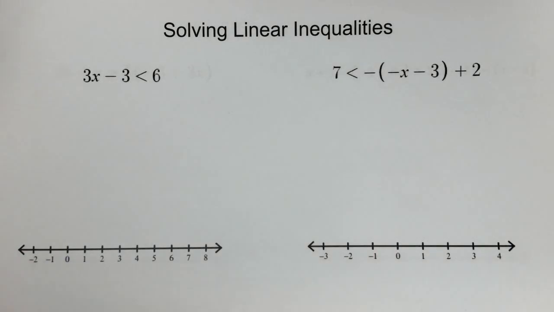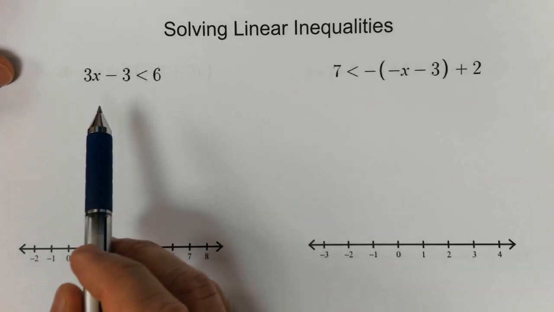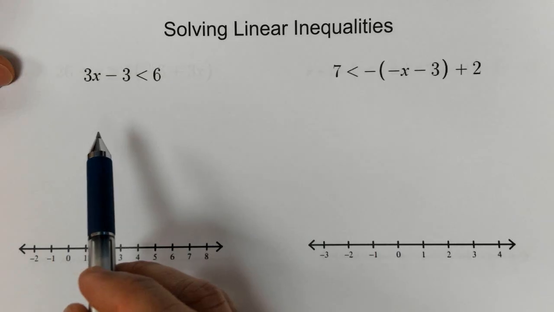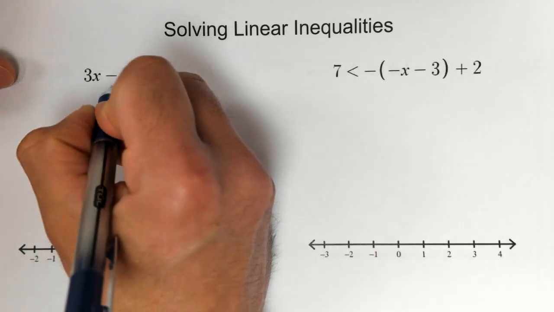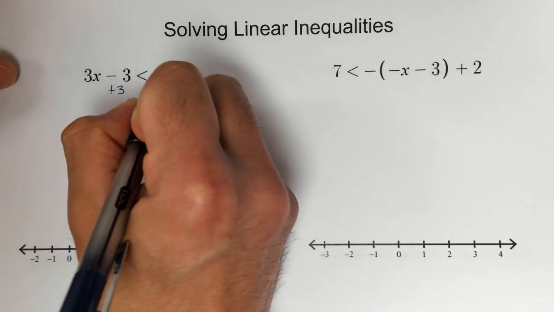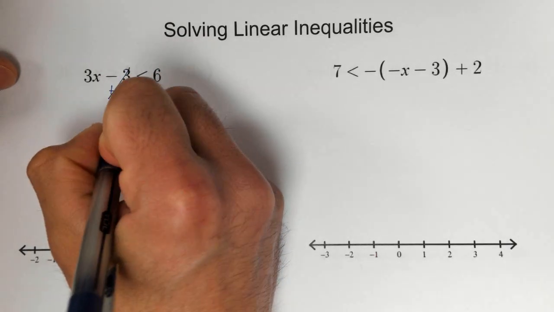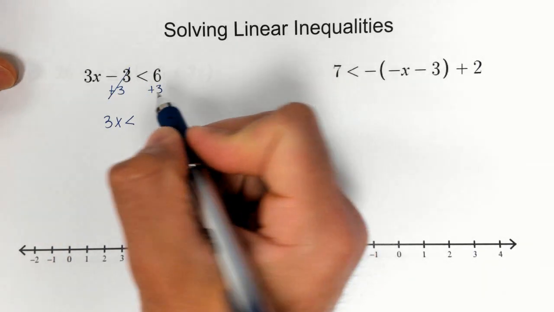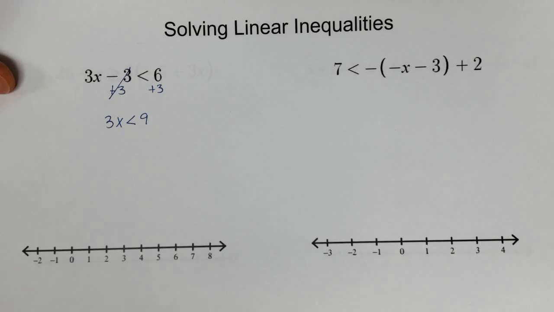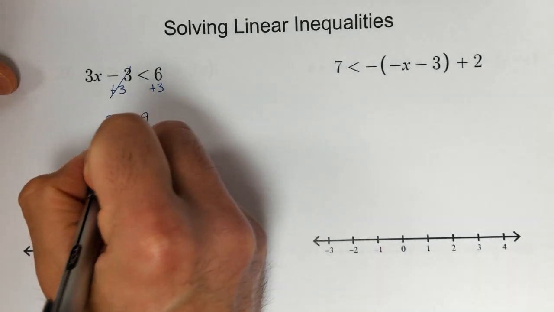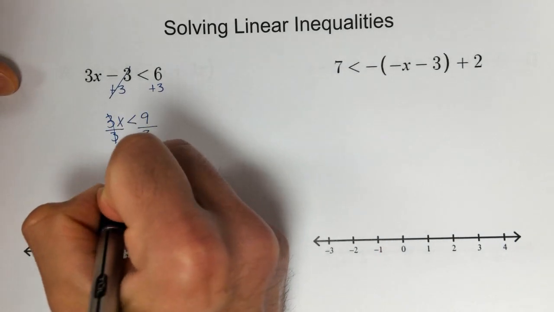Okay, so let's start with this example on the left. Here I have an inequality: 3x minus 3 is less than 6. We're going to treat this as if it were an equal sign, so all the rules of solving for x will apply. We isolate the variable by moving the 3 to the other side. That gives me 3x less than 9. Then when I divide by 3 on both sides to isolate the variable, we get x is less than 3.